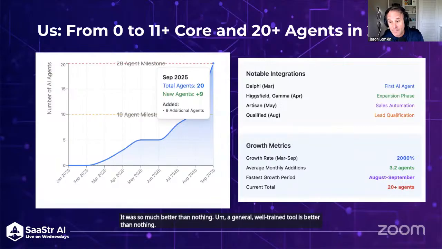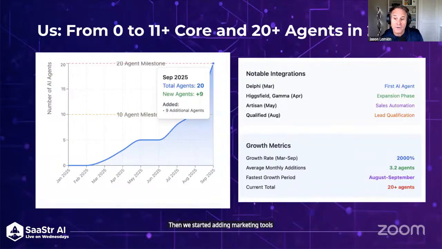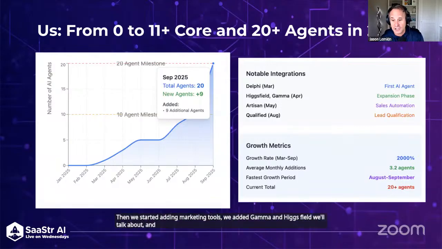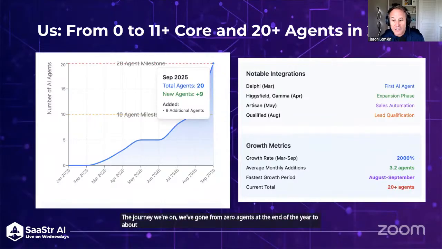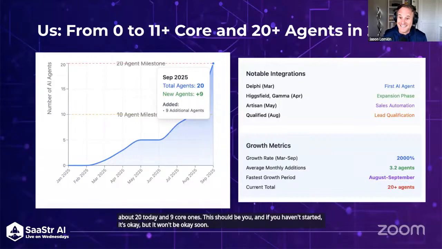Then we started adding marketing tools. We added Gamma and Higgsfield, which we'll talk about. And then we added our GTM tools like Artisan, Qualified, Momentum and others, and we'll dig into it. Ultimately, we've gone from 0 agents at the end of last year to about 20 today and 9 core ones. This should be you. If you haven't started, it's okay, but it won't be okay soon. But you can do it.